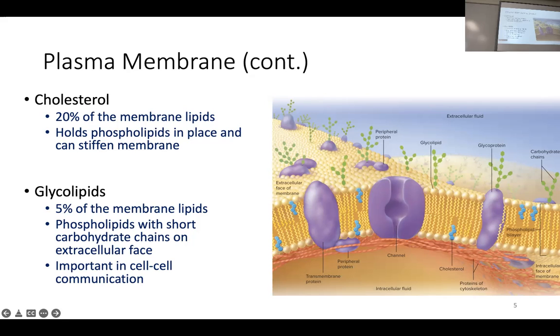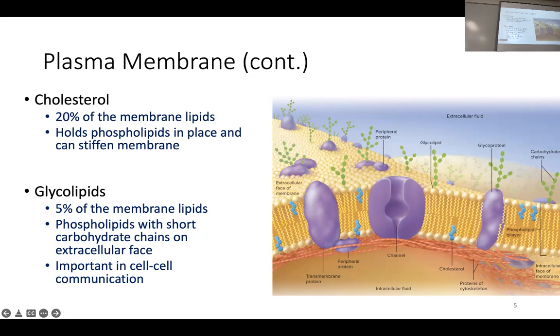And then finally, we have some lipids that have carbohydrates attached. That's what these green sticks sticking off the top are. That's a carbohydrate chain attached to a lipid, a phospholipid. Those are glycolipids. Anytime you see glyco, think like glycogen, carbohydrate, it's a carbohydrate. So glycolipid is a combination of this carbohydrate attached to one of the phospholipids.